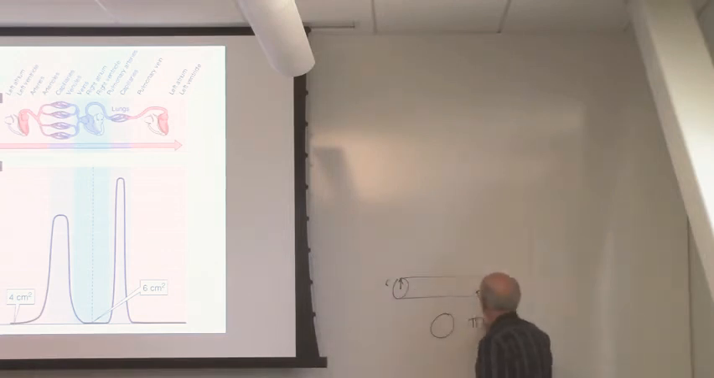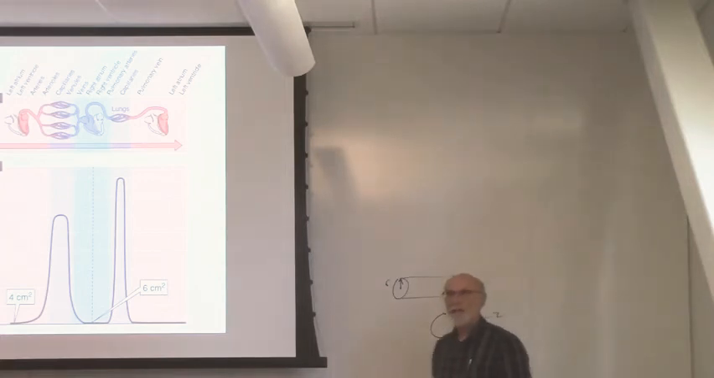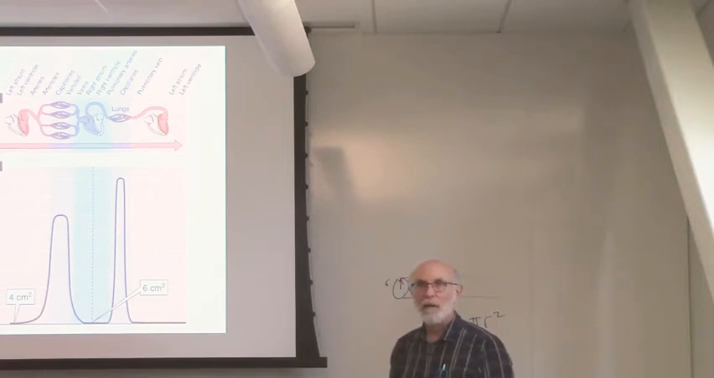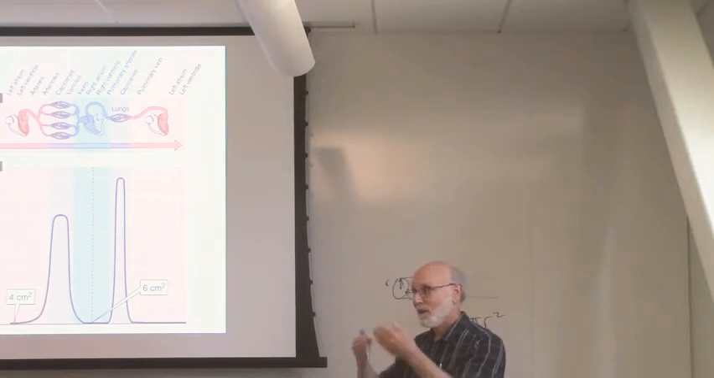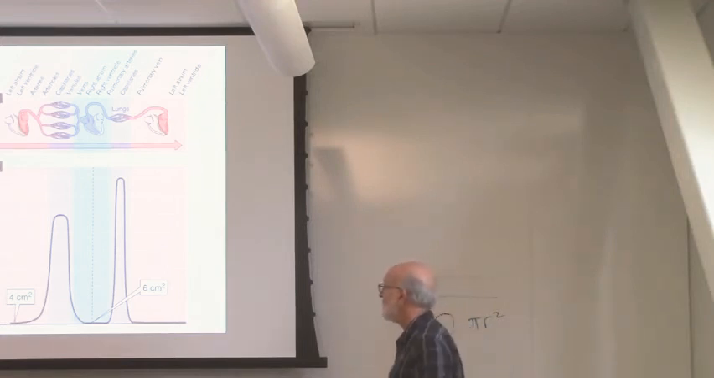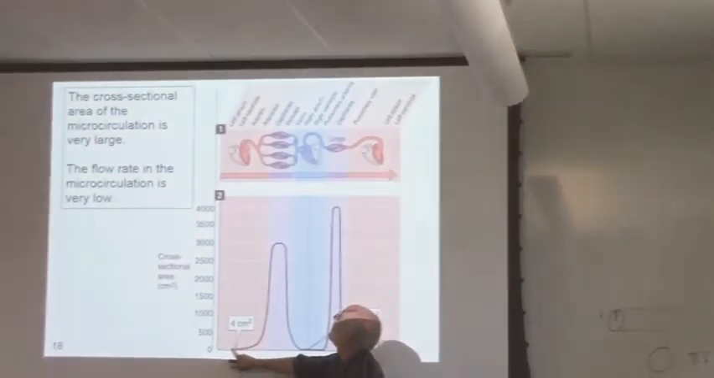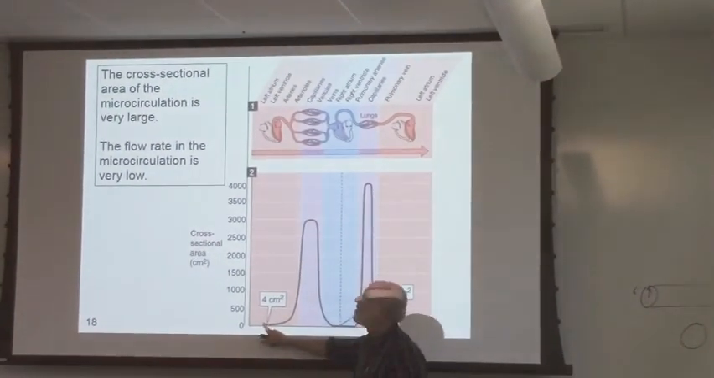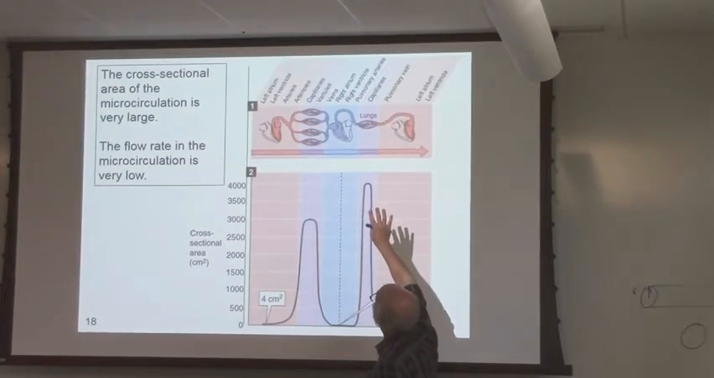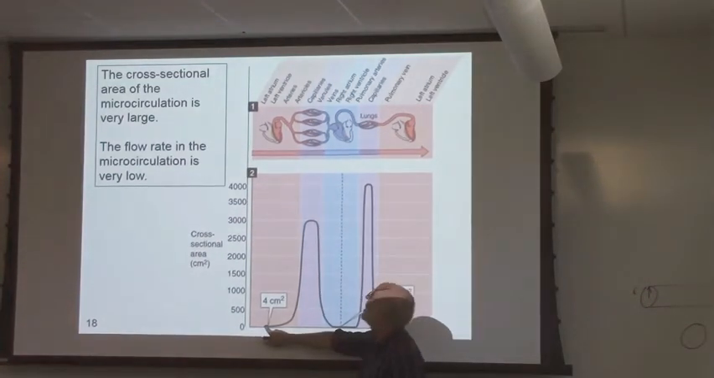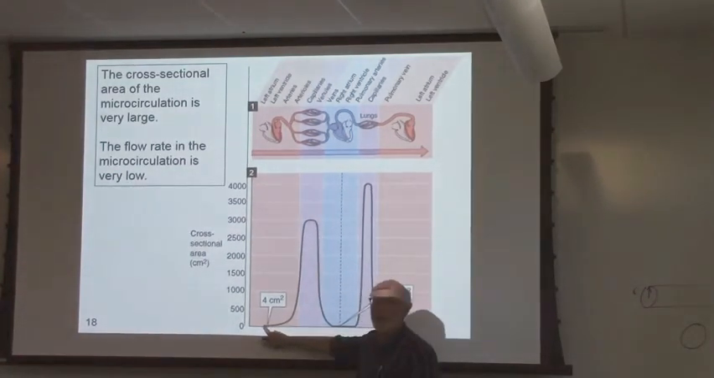So pi r squared is the area of a cylinder, the cross-sectional area of a cylinder. Not the surface area, but the cross-sectional area. Okay, so here we are. What tube are we in right here? It looks like it's aligned with the figure, but it's not really, it's only kind of. What tube is at the beginning of the systemic circulation?